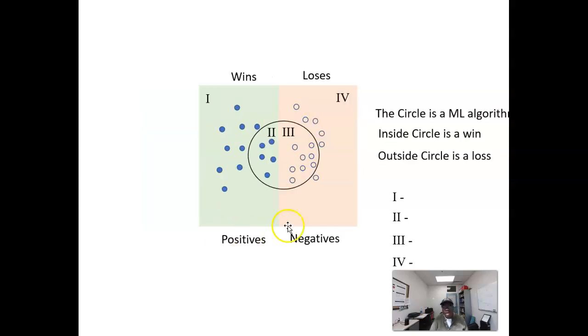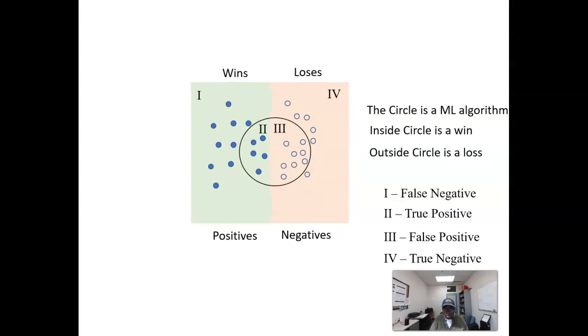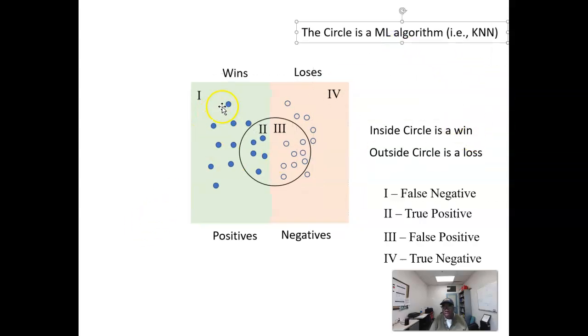From there we're able to classify the four different regions. Let's just go to the notes. One is going to be a false negative. You're classifying it as a loss when it's outside the circle, but in reality, it's a win. Two is going to be a true positive. You classify it as a win by the algorithm, and it is a win.